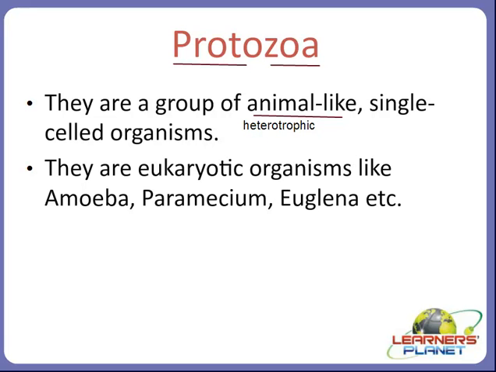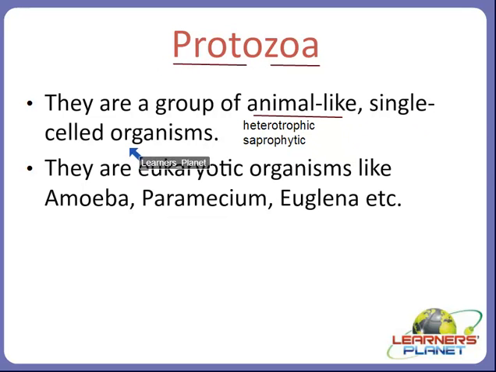Now, in the case of heterotrophic, the sources can vary. In case of protozoa, they are actually saprophytic. What we mean by saprophytic is that they are dependent on dead and decayed material for their nourishment. So this is the special property shown by protozoa, which is actually similar to animal.